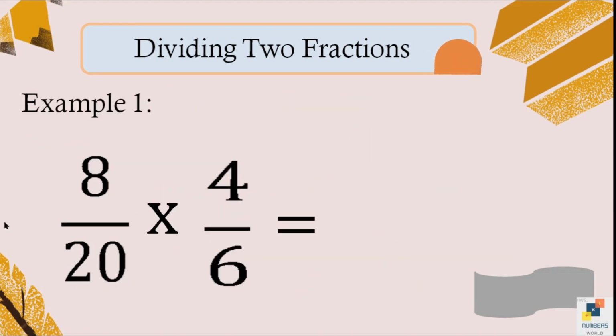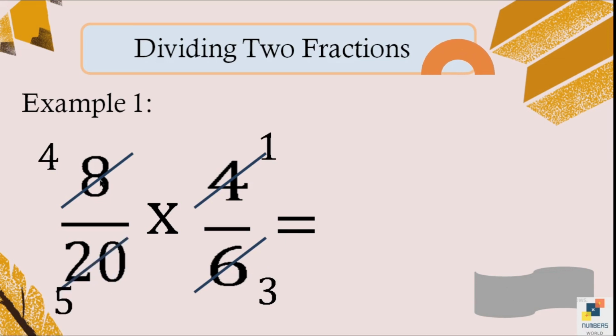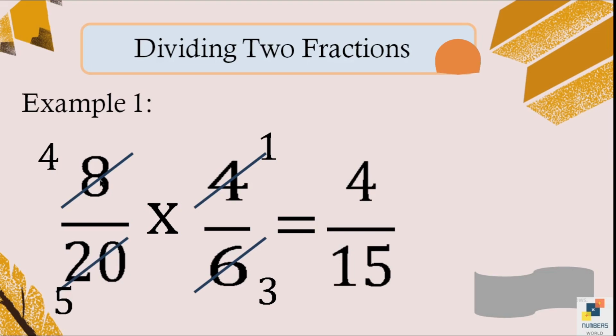The rest of the process is the same. We are going to divide 8 and 6 on 2. 2 4s are 8 and 2 3s are 6. And 4 by 20 will be simplified on 4. 4 1s are 4 and 4 5s are 20. Then we are going to multiply our numerators and denominators. The answer will be 4 by 15.